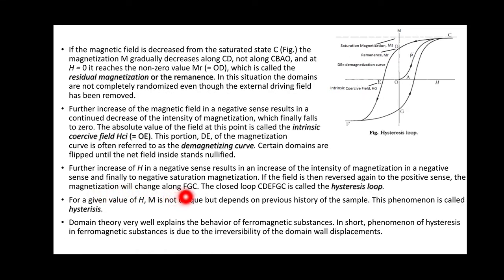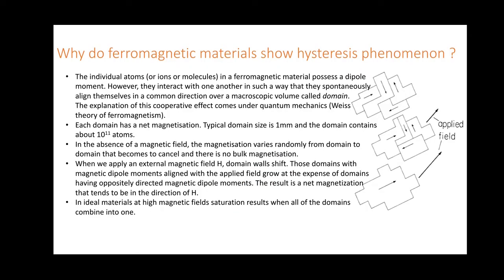Domain theory very well explains the behavior of ferromagnetic substances. In short, the phenomenon of hysteresis in ferromagnetic substances is due to the irreversibility of domain wall displacement, which I will explain in this part. Why do ferromagnetic materials show hysteresis? Because of this, the cartoon image at the microscopic level inside the ferromagnet.